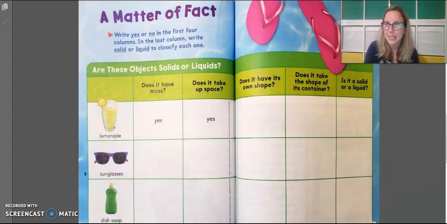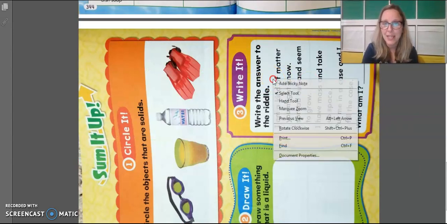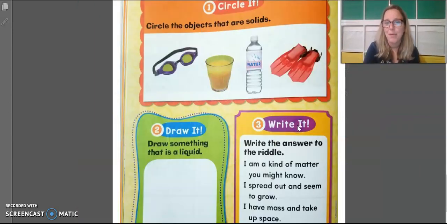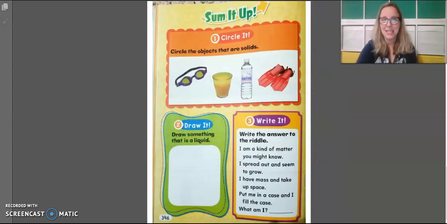All right, the last page that we will be doing today, now that I figured out how to rotate my pages here, look at me go. Okay, it says sum it up. Circle the objects that are solids. Now we're not looking at the containers that they're in, we're looking at the actual objects. So the goggles are a solid. The orange juice and the water, those are liquids. And then the flippers would be solids. So you should circle the goggles and the flippers.